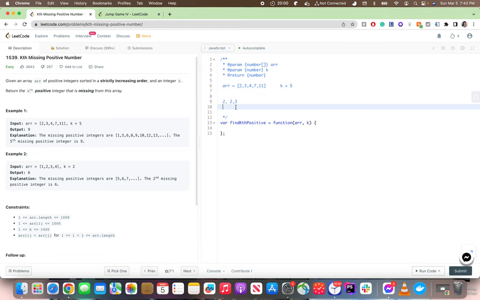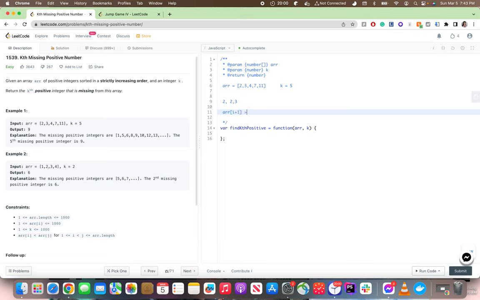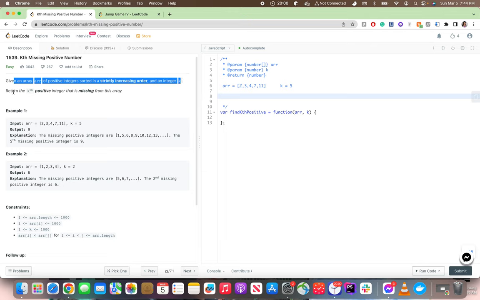Strictly increasing means that array[i+1] is greater than array[i]. It is not even equal. If it is equal, then we cannot say that it is strictly increasing. Okay, so we understood the question. Now we have to return the kth positive number that is missing from the array, right?